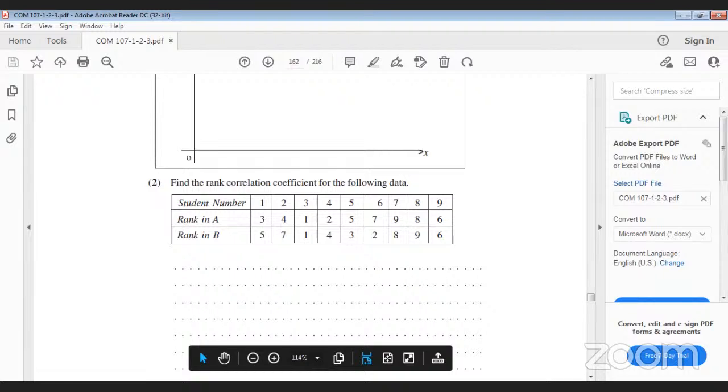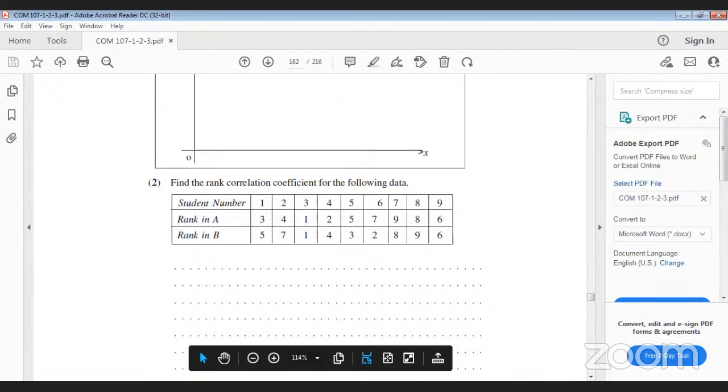Now first, the ranks are given as per your book, and the answers are also given there. The ranks are 3, 4, 1, 2, 5, 7, 9, 8, and 6 for A. Then for B, 5, 7, 1, 4, 3, 2, 8, 9, 6.